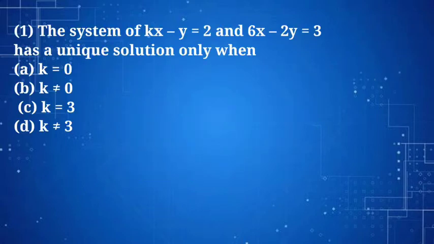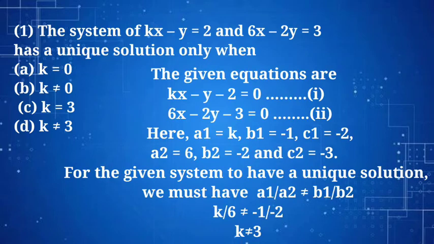Question number 1. The system of kx minus y equal to 2 and 6x minus 2y equal to 3 has a unique solution only when. So here the question is given that unique solution. So what is the condition of a unique solution? a1 by a2 not equal to b1 by b2.